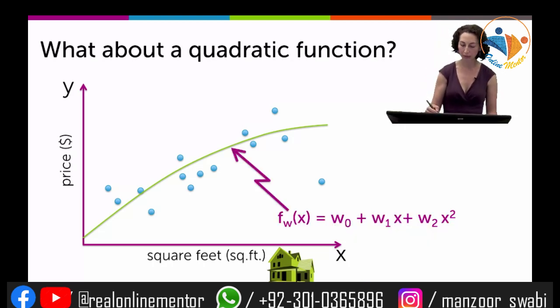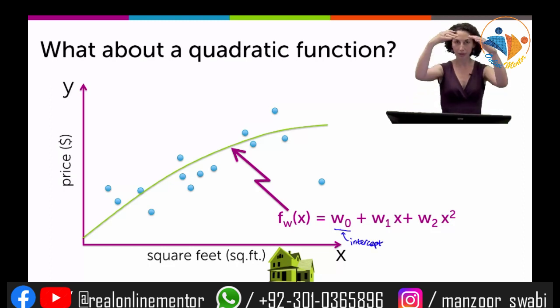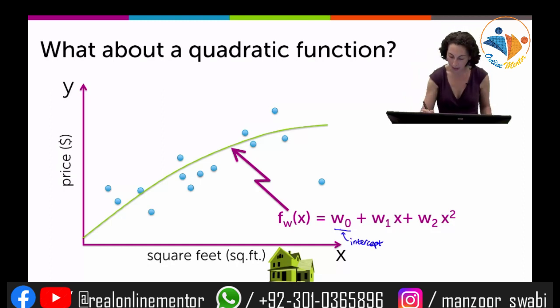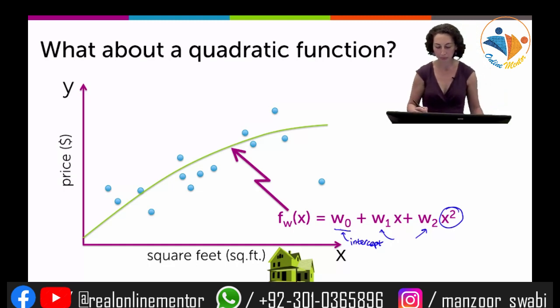Because when I'm looking at a quadratic function, I now have 3 parameters here. I have my intercept, which is just where this curve sits up and down on the y-axis. And then I have this linear term of x. And then I also have this extra term here, which is now the square of x. That's where I get that quadratic component.